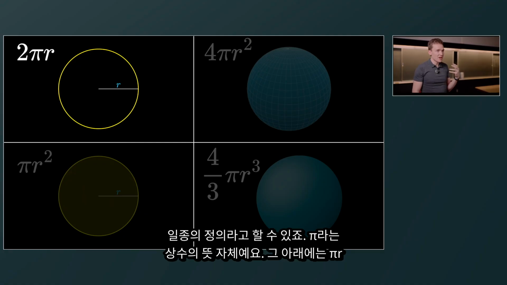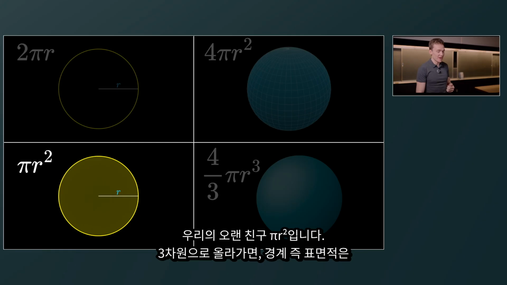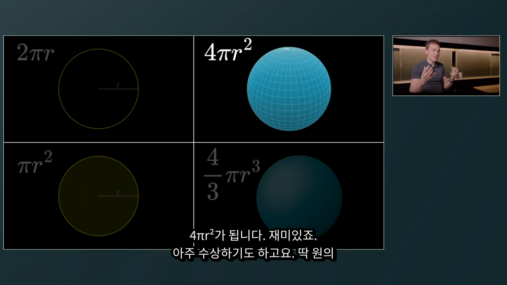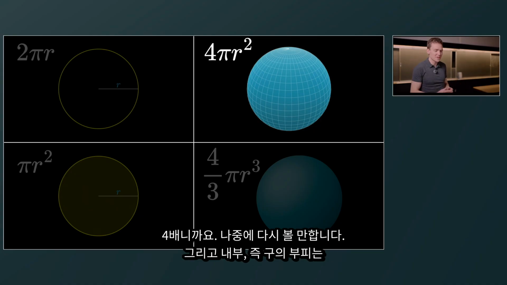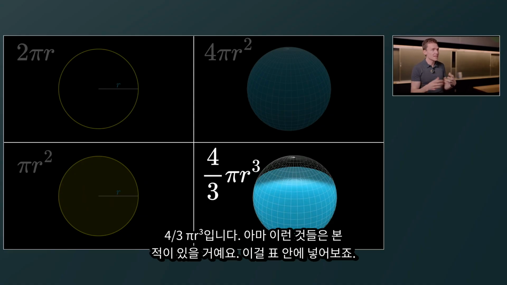Now below it, I'm going to draw pi r squared. That's measuring the interior of the circle. So still in 2 dimensions, interior, our good old friend pi r squared. Up in 3 dimensions, the boundary, that surface area looks like 4 pi r squared. Very fun, very suspicious because it's exactly 4 times the circle. So that might be worth revisiting. And then the interior, the volume of a sphere, is 4/3 pi r cubed. So these are the ones we might have seen.